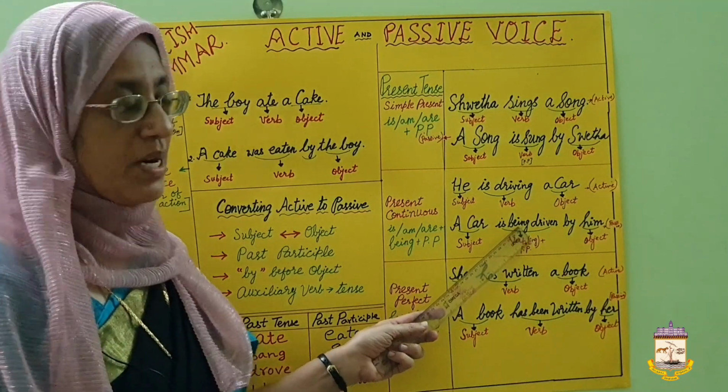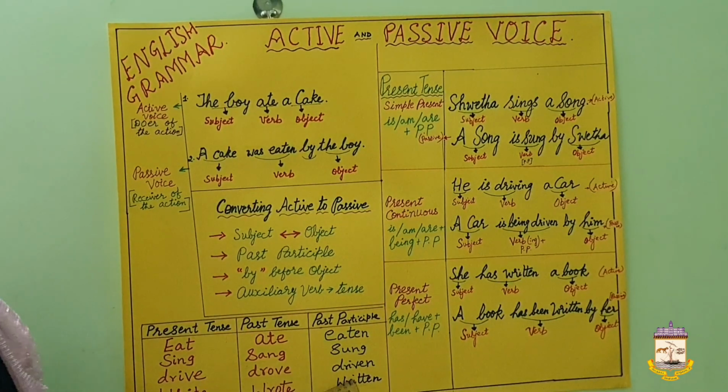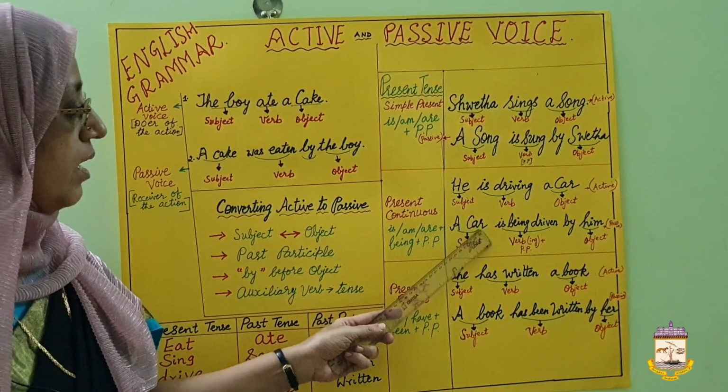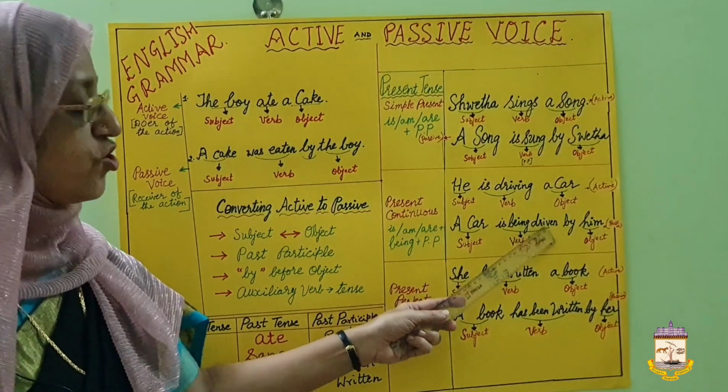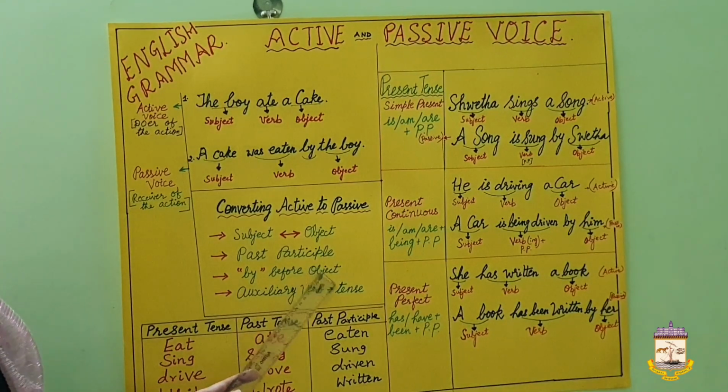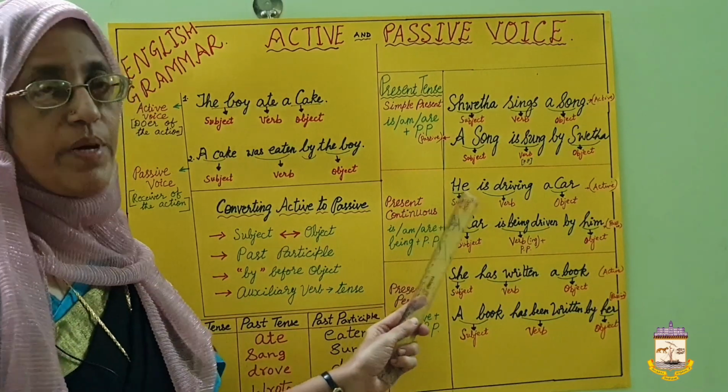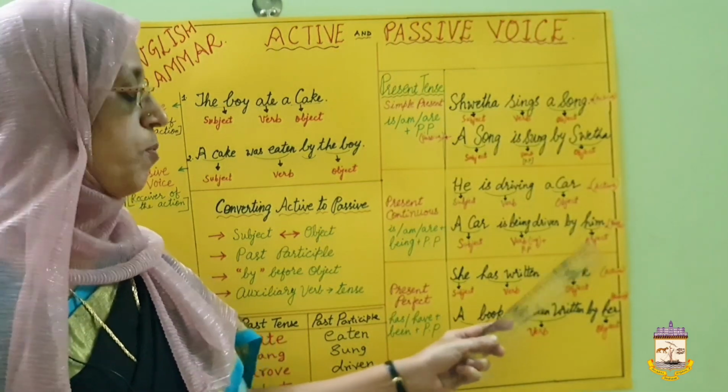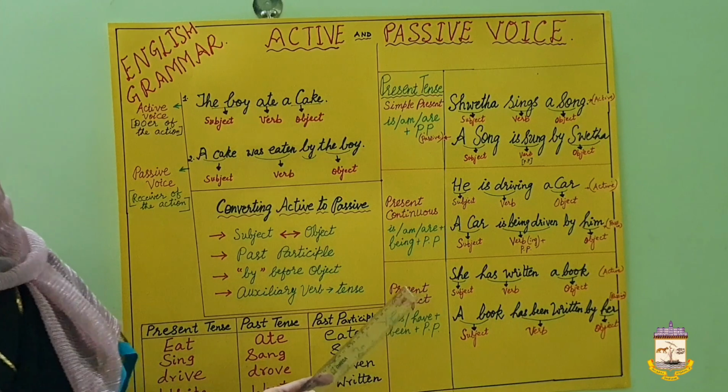What is the past participle form of drive? It is driven. So a car is being driven by before the object, by he will become him in the passive. Now let's look at the present perfect tense.